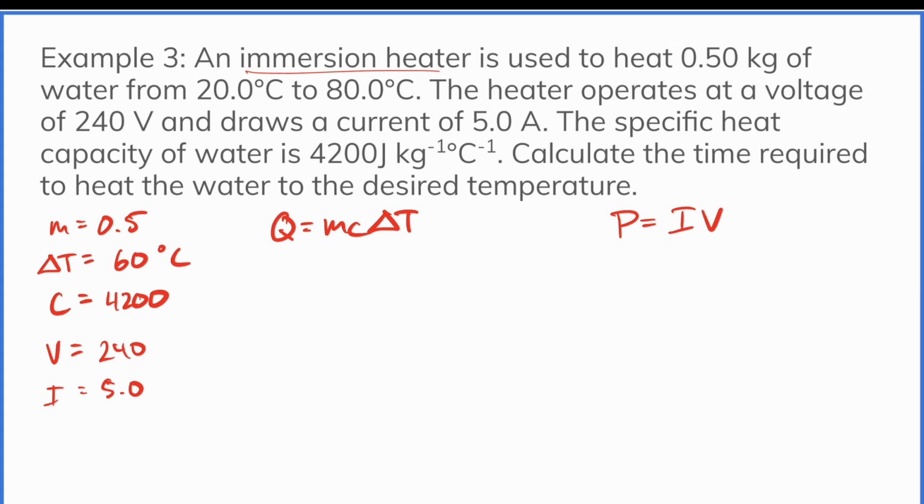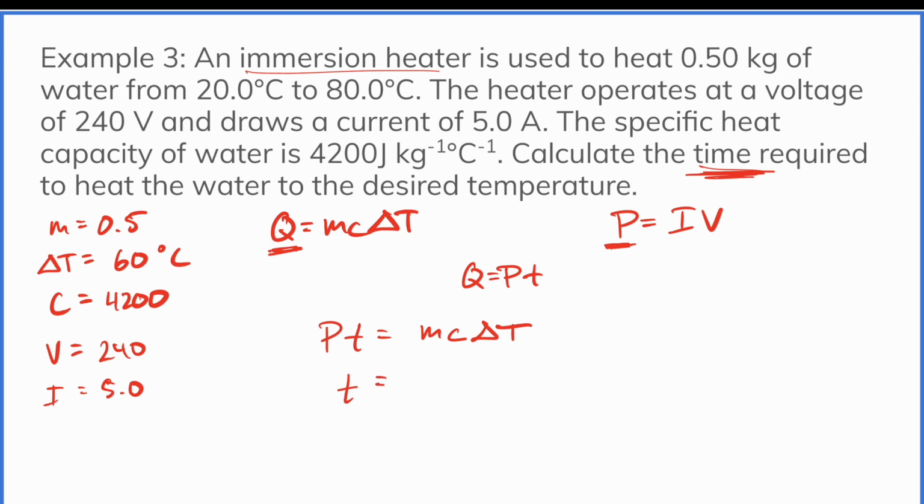So what connects these things here? How do we connect the energy with the power? Well, the energy is equal to the power times the time. And it turns out the time is what we're looking for here. So that's the connection between these formulas. Q is equal to power times the time, Q being the change in energy. So if we combine these two equations together, we get power times the time is equal to mc delta T.